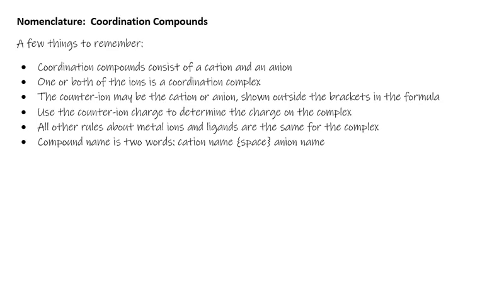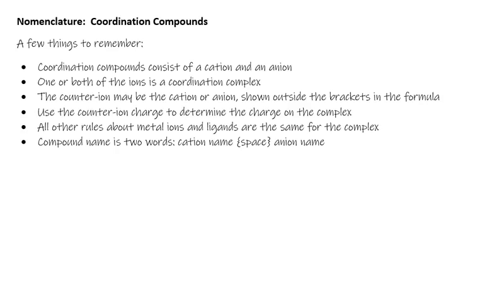First of all, what is a coordination compound? It's like any other ionic compound that we have seen previously. It consists of a cation and an anion. The difference is that at least one of the ions will be a coordination complex. If there is only one coordination complex within the compound, then the other ion is what we call a counter ion. So the counter ion may be either the cation or the anion, depending on the specific compound.